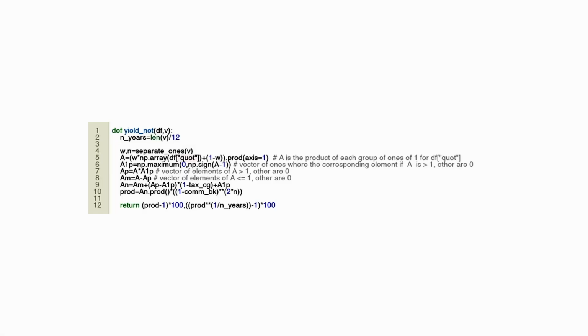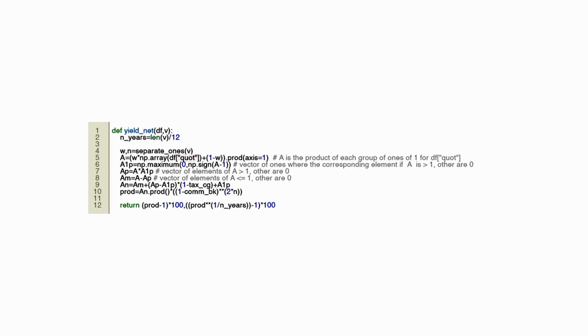This code is for automated stock trading with Keras. It starts by receiving a table of data and a list of numbers. The list size is divided by 12 to figure out how many years we're dealing with. A special function groups these numbers into 2 categories, W and N. Then it calculates a value A by multiplying a specific column in the data table by W and then adjusting it by the factor 1 minus W using the NumPy tool.